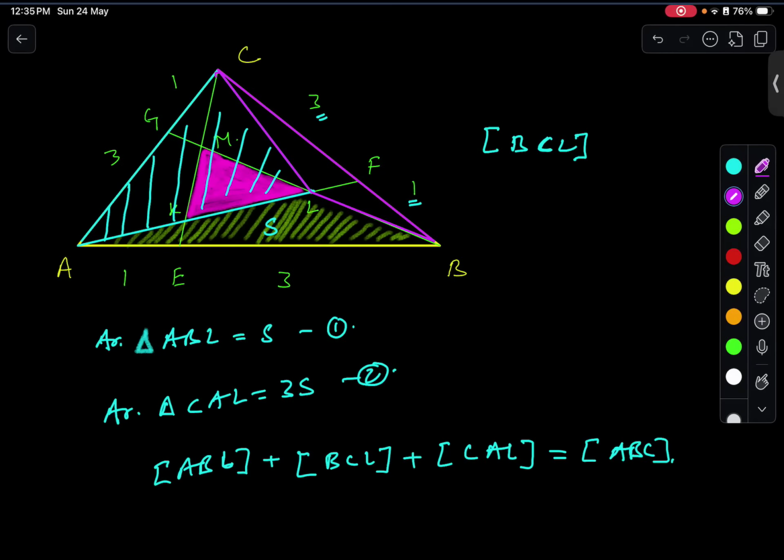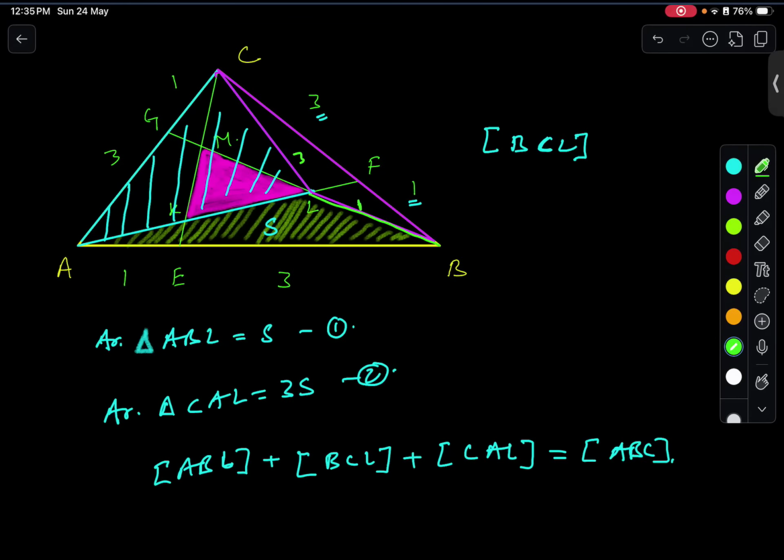Sir, S by 3. Why so S by 3? Because CG upon AG is 1:3, and using BCL upon ABL, and ABL is S, so X upon S is equal to 1 by 3. Very good. So this is 1 by 3. So I can say that this is again 1:3, and the area is given as 1:3.